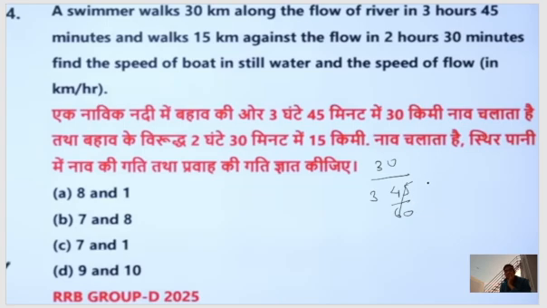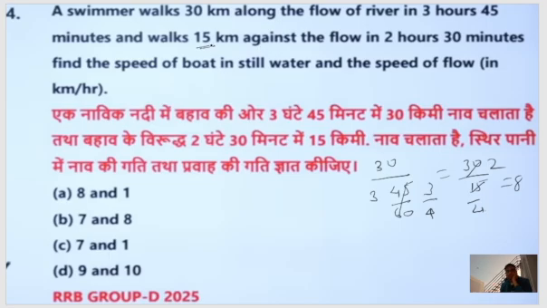So here it is, 3 fours are 12 plus 3 is 15 upon 4. So 4 goes to the numerator, so 30 into 4 upon 15 is 8. So the downstream speed is 8 kilometers per hour, and the speed against the stream is also given.